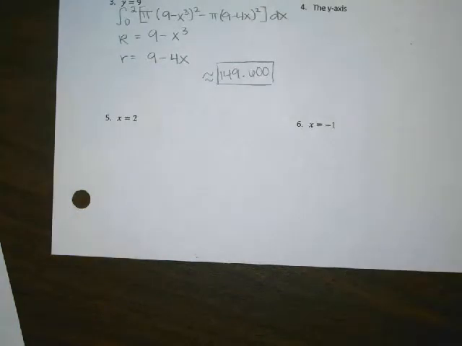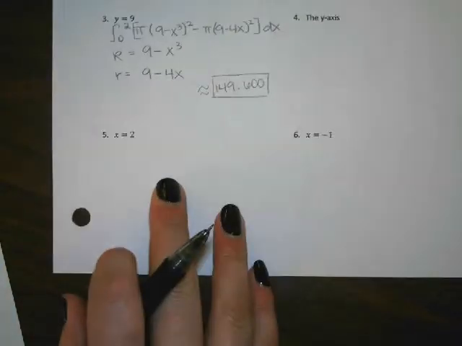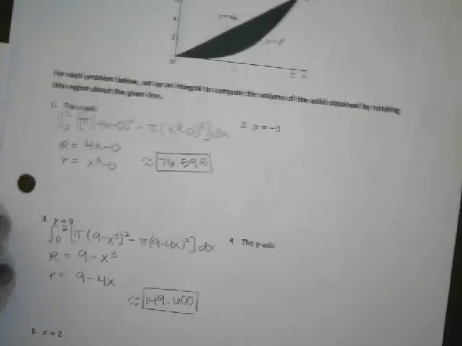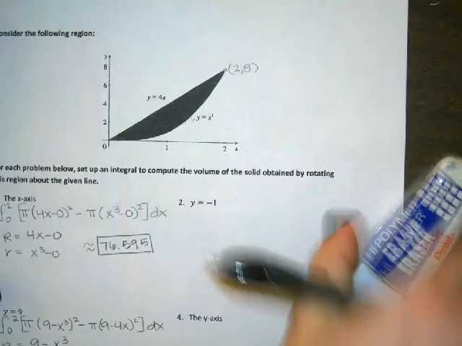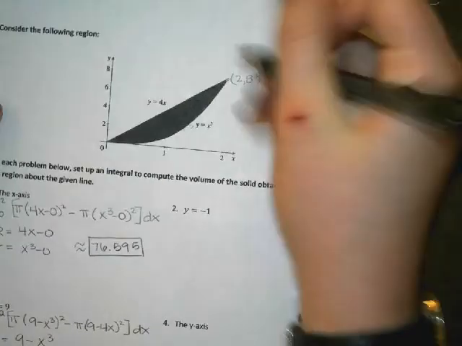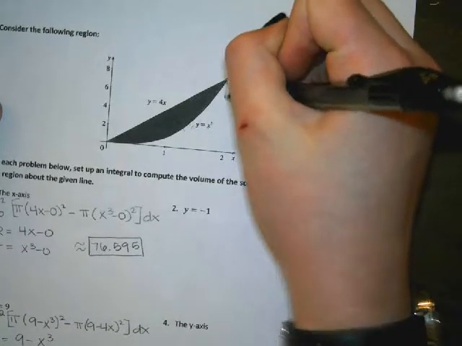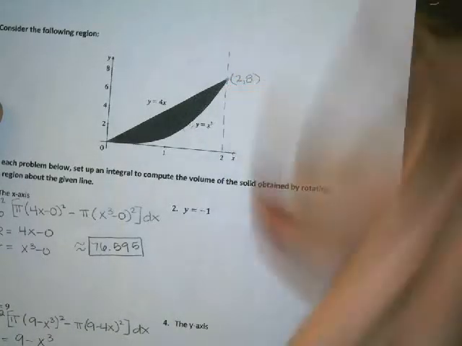Okay. Shall we try one with a vertical line? Okay. So I'm going to go ahead and erase my picture, and I'm going to draw my vertical line x equals 2. Okay.